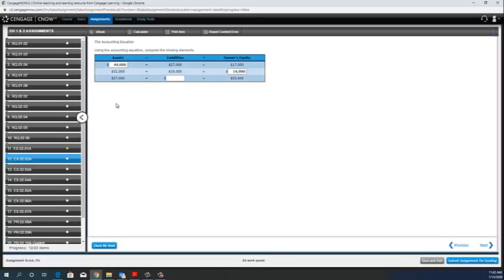All right, and the last one, we've got assets of 27,000. The liabilities are missing. We've got 20,000 in owner's equity. How much do we need in liabilities to bring the balance up to 27? So looks like we need 7,000.